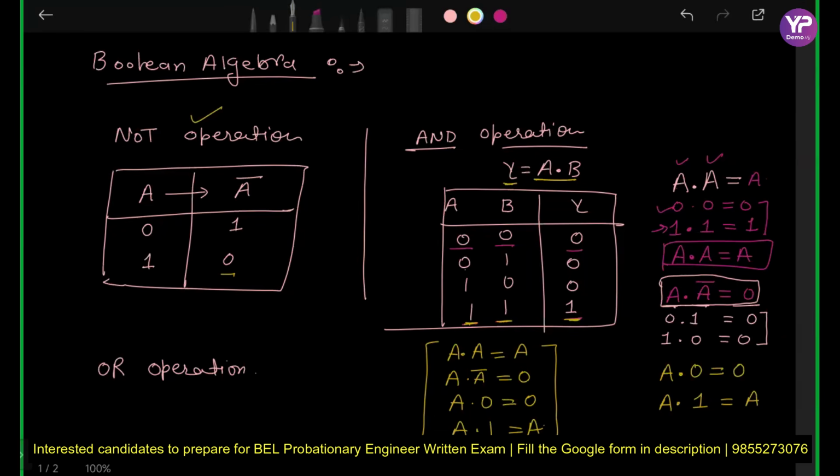Then we discussed what happens if I have a variable A and A, what it will be equal to. If A takes 0 value, then 0 and 0 is going to be 0, and 1 and 1 is going to be 1. So what we see is that the value of A is directly reflected at the output here.